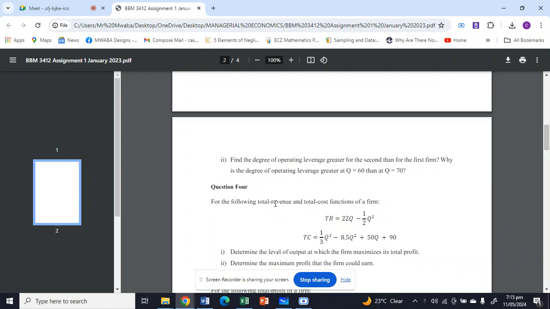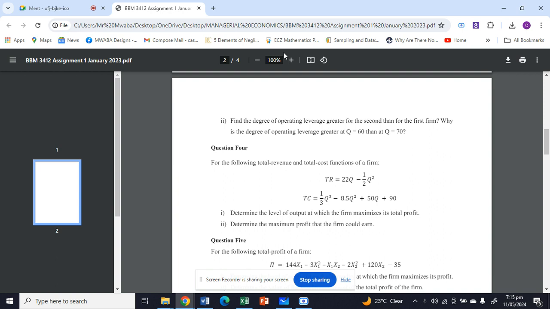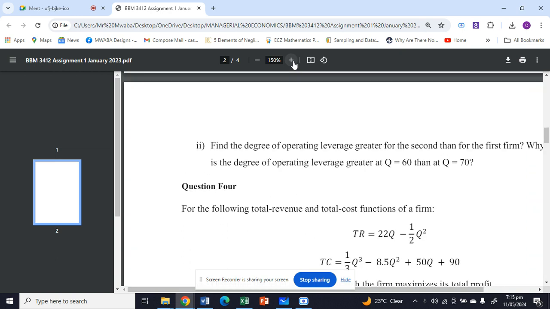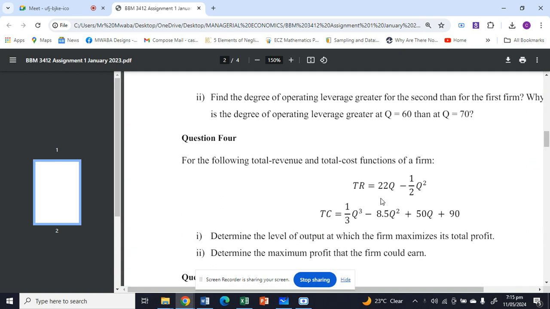Remember, the total revenue function is just showing you the relationship between the revenue that you make and the quantity you produce. So that's what this TR is telling us. Then the total cost function shows the relationship between the total cost and the quantity. So determine the level of output at which the firm maximizes its total profit, and then determine the maximum profit that the firm could earn.